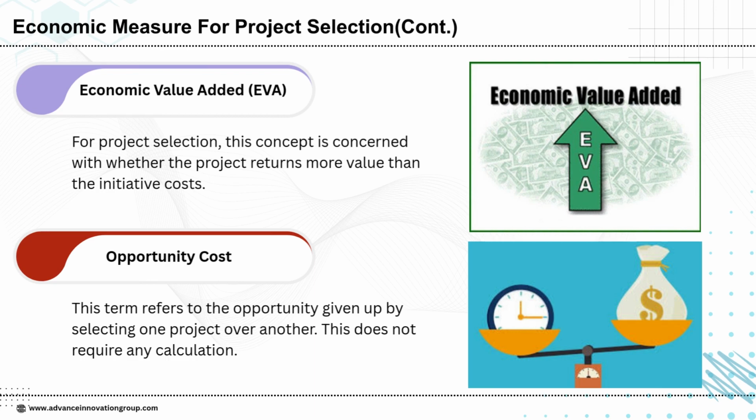Economic value added, or EVA, focuses on determining whether a project generates returns that exceed the costs required to initiate it, making it a measure of true value creation for the organization. A positive EVA indicates that the project is adding real economic value beyond its expenses. Opportunity cost, on the other hand, highlights the value of the alternative that must be given up when choosing one project over another. Unlike other measures, it does not require calculations but serves as a reminder that every choice involves sacrificing the potential benefits of the next best option.